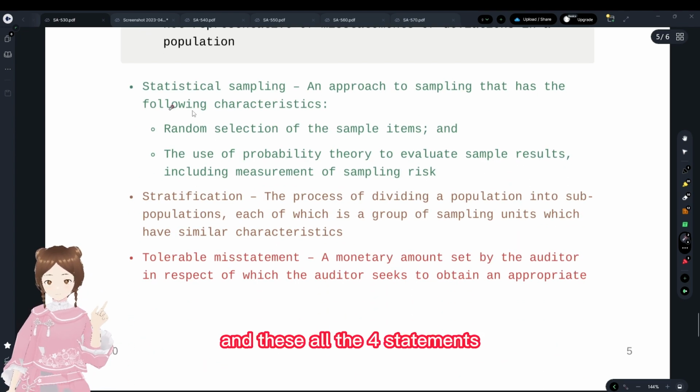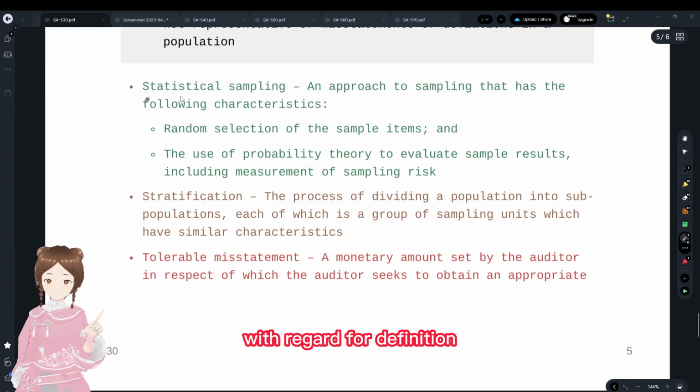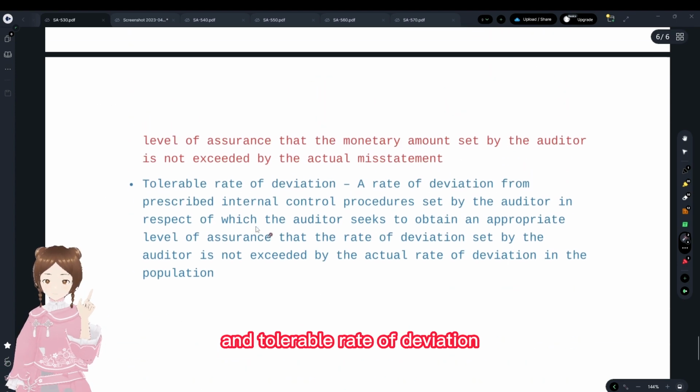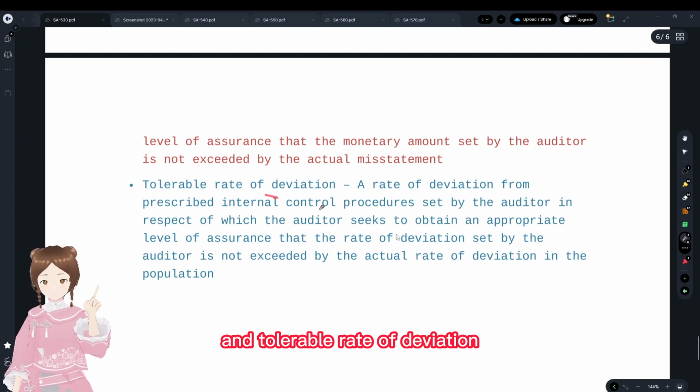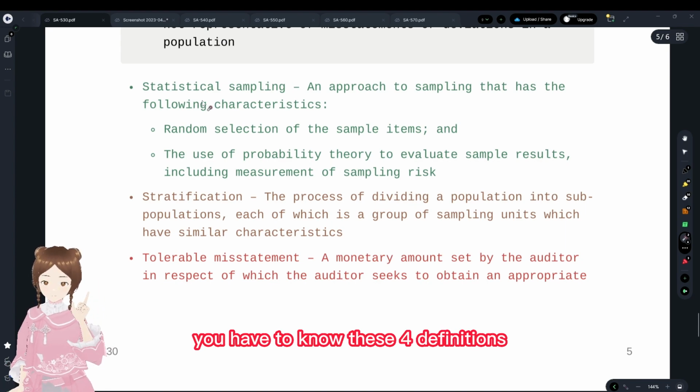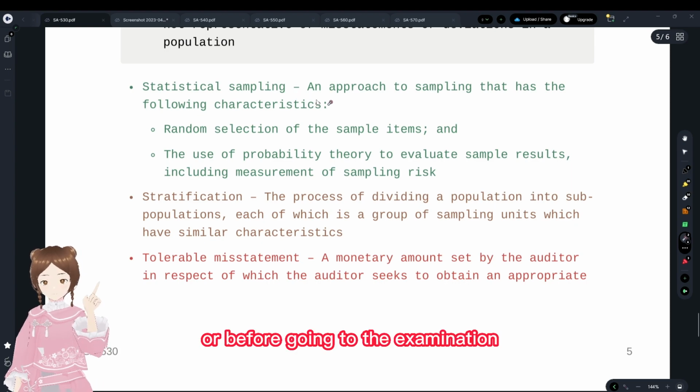And for all four of these definitions: statistical sampling, stratification, tolerable misstatement, and tolerable rate of deviation, you have to read and rewrite them. You have to know these four definitions before going to the examination.